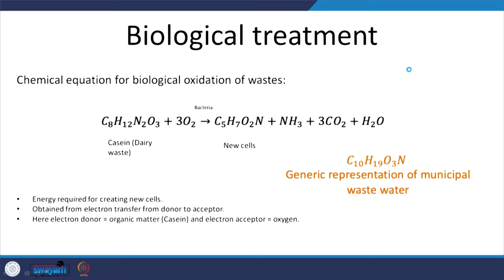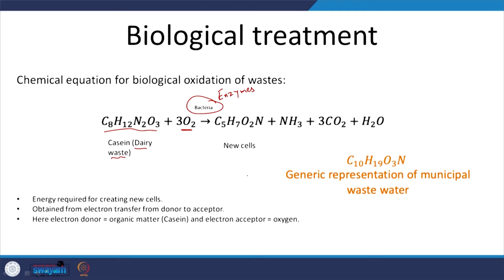So biological treatment, let's understand what typically happens. Casein, a kind of protein, I believe, we have it in the dairy waste, right. Here we are trying to oxidize it, but as I said, the kinetics, as in the rate at which this reaction goes through, is probably not good enough for practical oxidation by just oxygen. So what are we going to do? We are going to introduce bacteria which release enzymes. They release enzymes which act as catalysts, as in they speed up or improve the kinetics of the reaction.